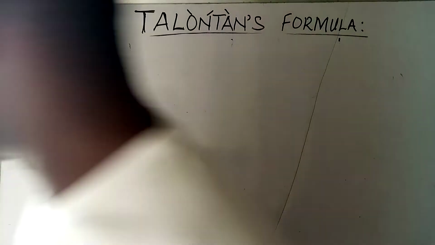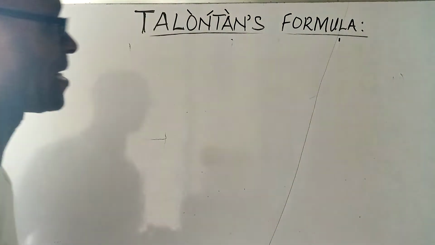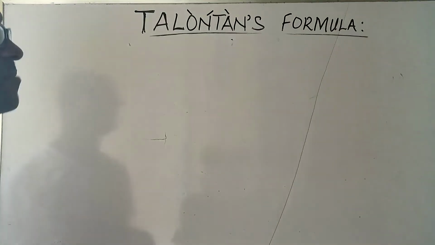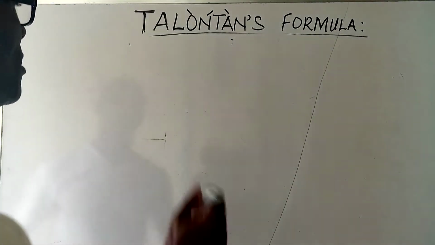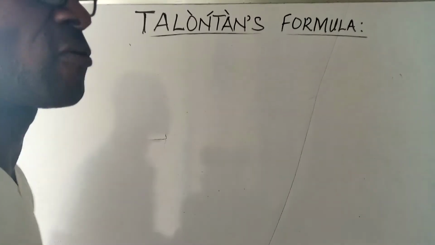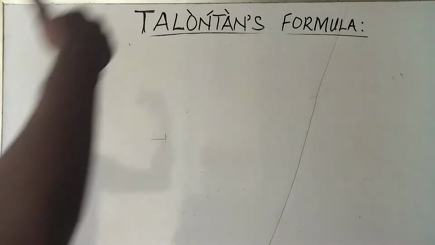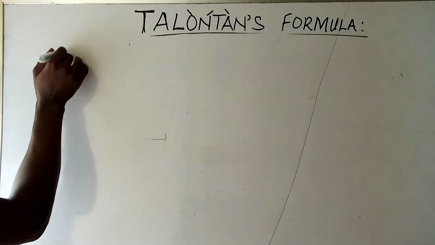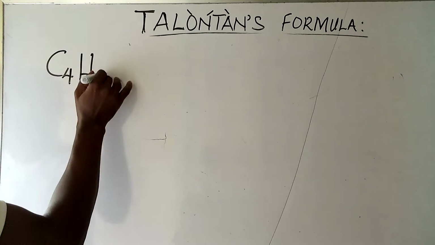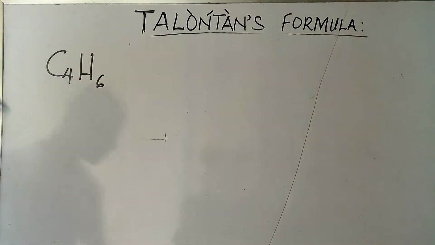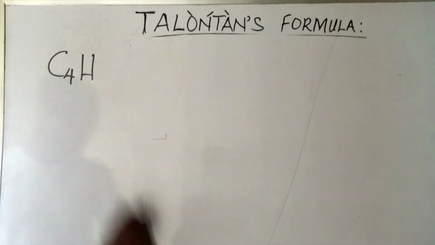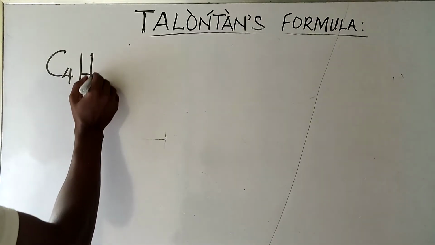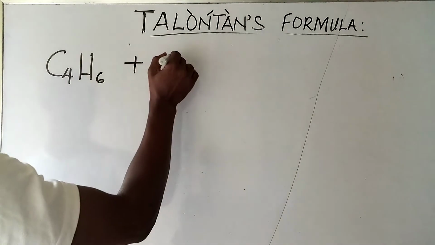Now let's try Talontan's formula developed by me, Aborishade Adekunle, today, 30th November 2020, to balance the equation of combustion reaction of another unsaturated hydrocarbon with formula, say, C4H6. This is from alkyne, with general molecular formula CnH2n-2.